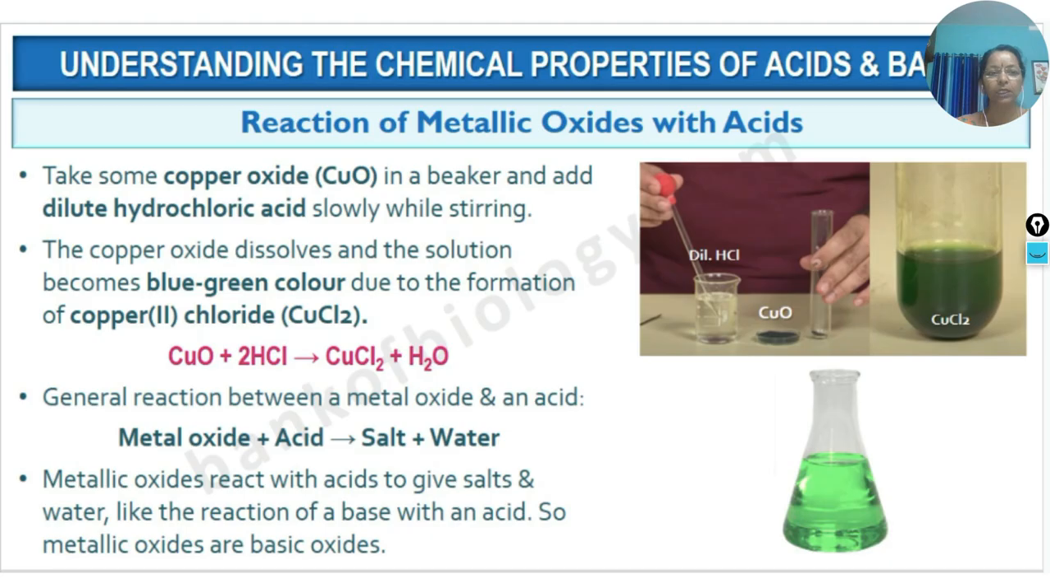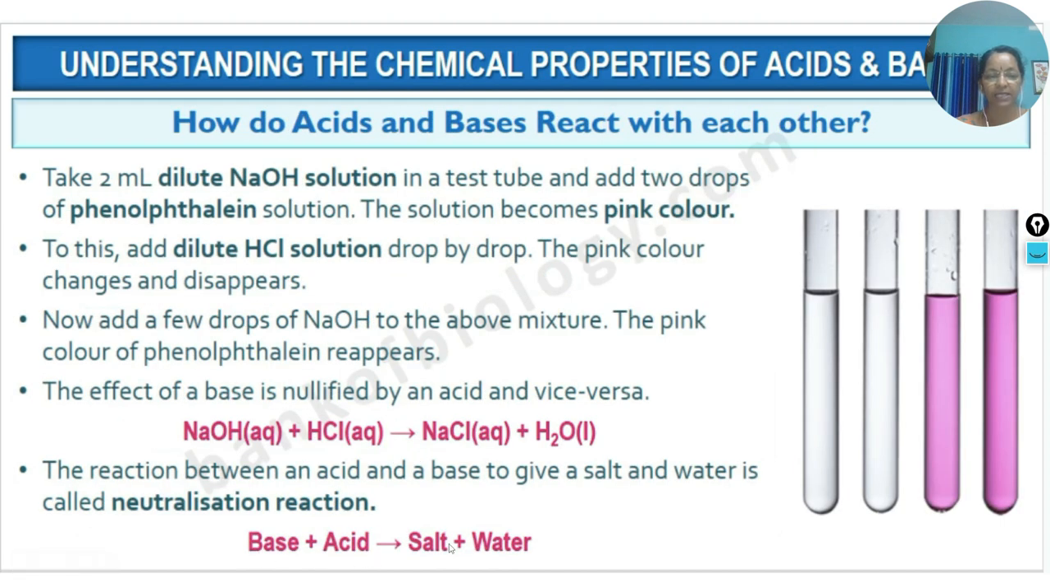Okay, now the next reaction is metallic oxides with acids. Here it is showing an example, copper oxide and acid. The answer is salt and water. Copper oxide is a metal oxide, reacting with an acid. Metal oxide plus acid gives salt and water. This right part is very familiar to us. Salt and water. When do we get salt and water? When base plus acid react. So when base plus acid react, we get salt and water.